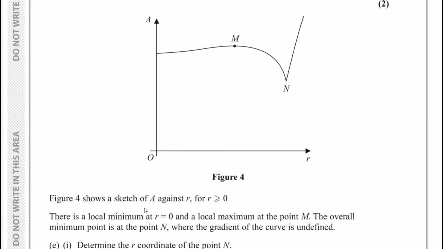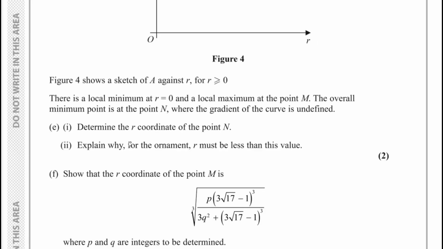Figure 4 shows a sketch of A against R for R being greater than or equal to 0. There is a local minimum at R equals 0 and a local maximum at the point M. The overall minimum point is at the point N, where the gradient of the curve is undefined. For the first part of part A, we have to determine the R coordinate of the point N.